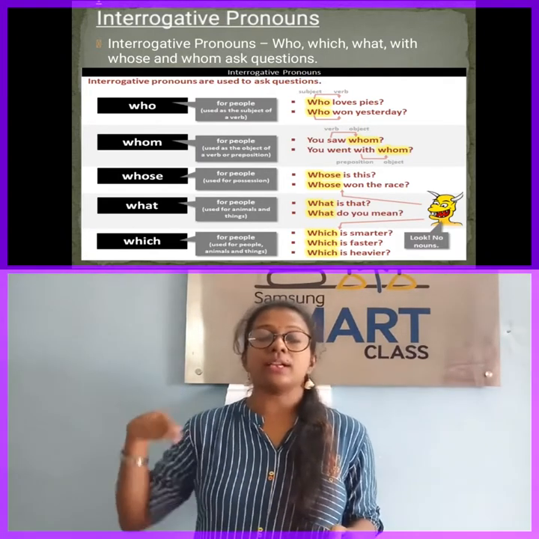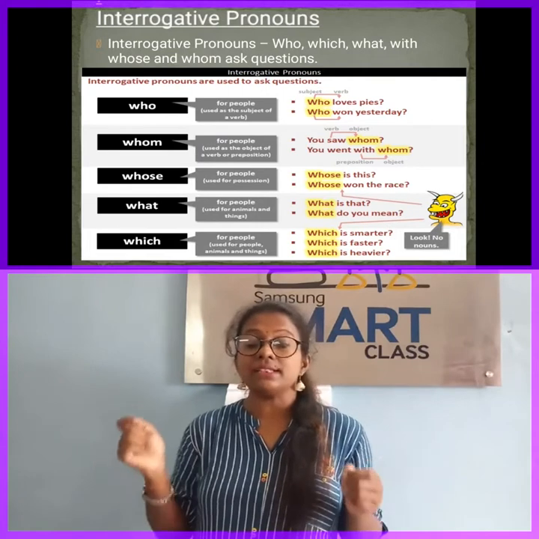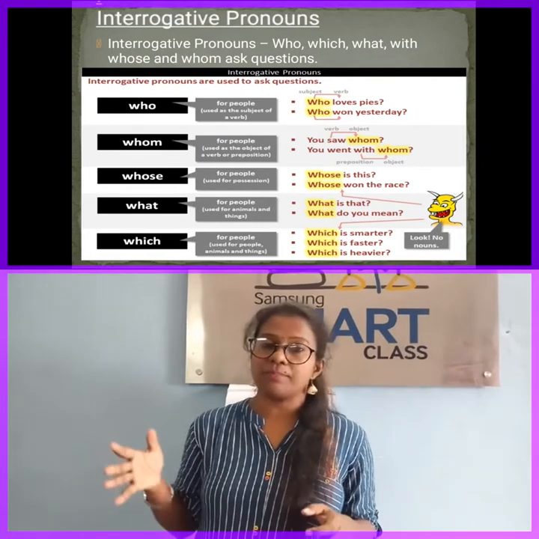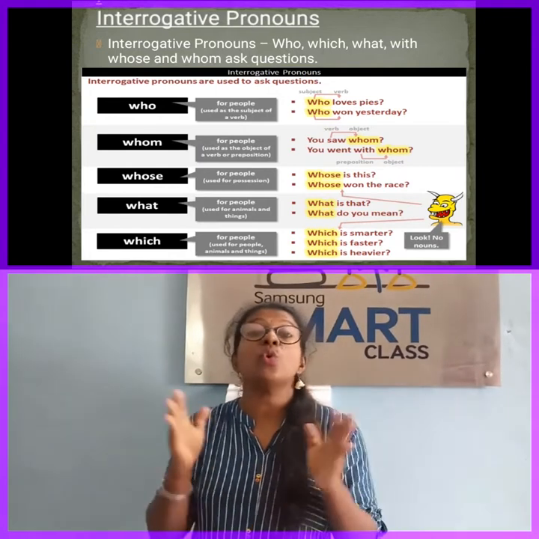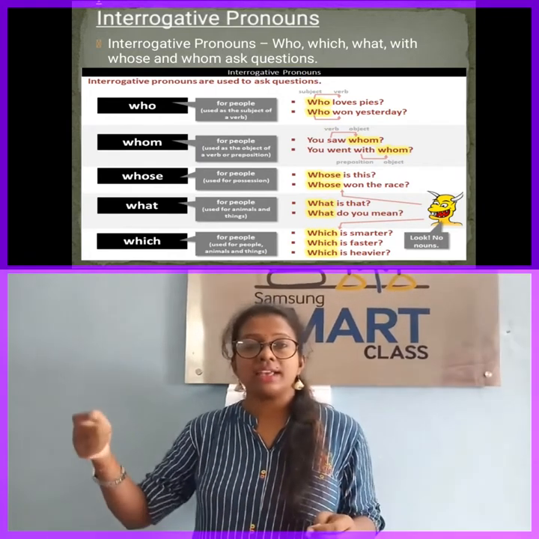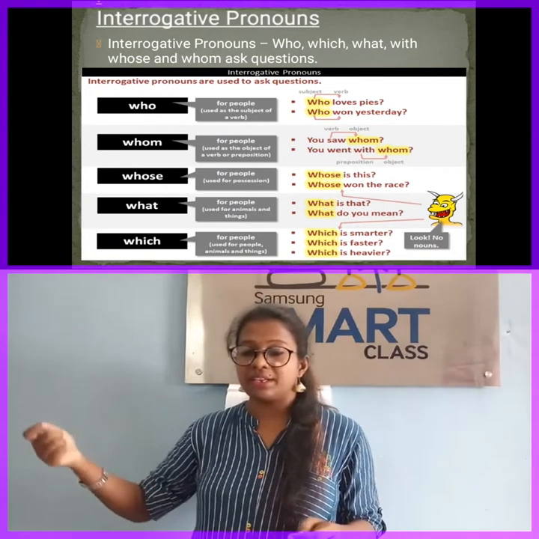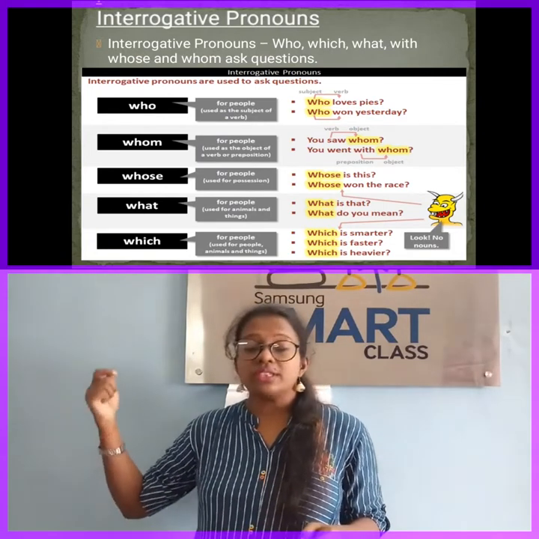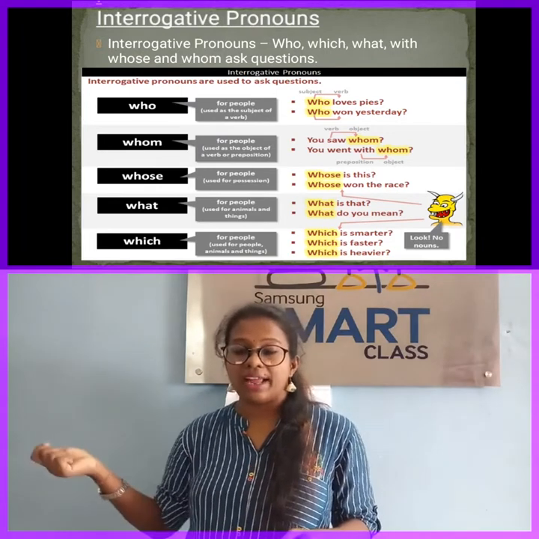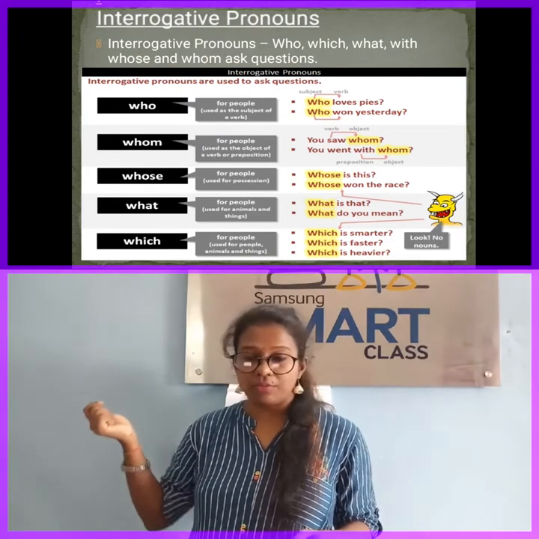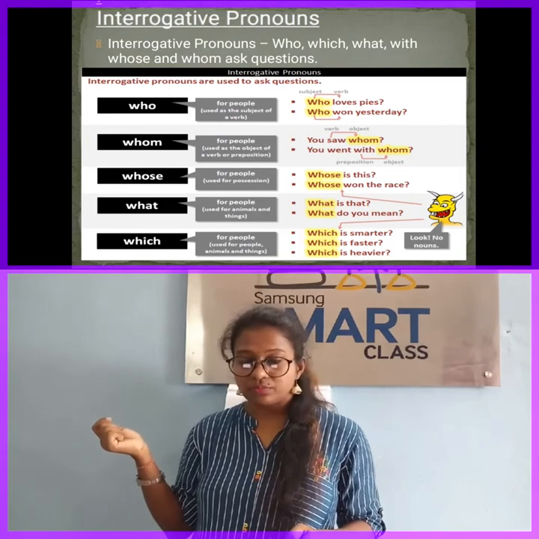And now we are coming to the next example, that is whose. It is used for people, because in the previous slide we saw the use of whose in the case of possession. So here whose. Whose is this? Whose own the race? So these are the examples of the pronoun whose.